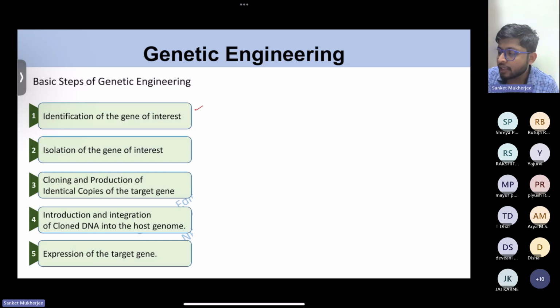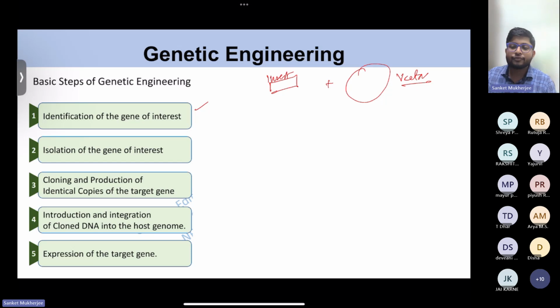For cloning, there is an insert, and then there is a vector. Both of these are DNA. The vector has the ability to self-replicate in a bacterial cell or even in an animal cell. It could happen in either of them. It's usually a plasmid when we perform cloning. So what we do is perform restriction enzyme digestion.